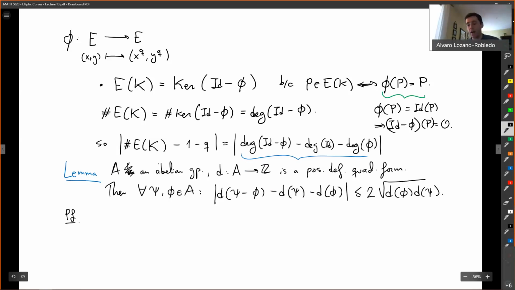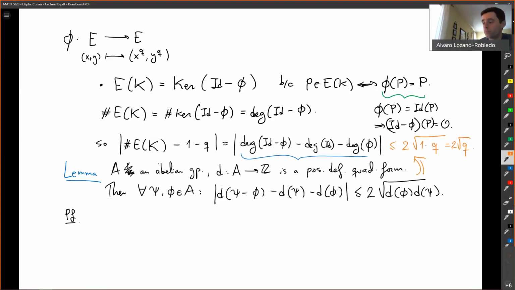And notice that now we are done. If we apply this to what we want, this would be less or equal to 2 times the square root of d of the identity, which is 1, times q, which is 2 root q, which is Hasse's theorem. Okay, so here's the proof.